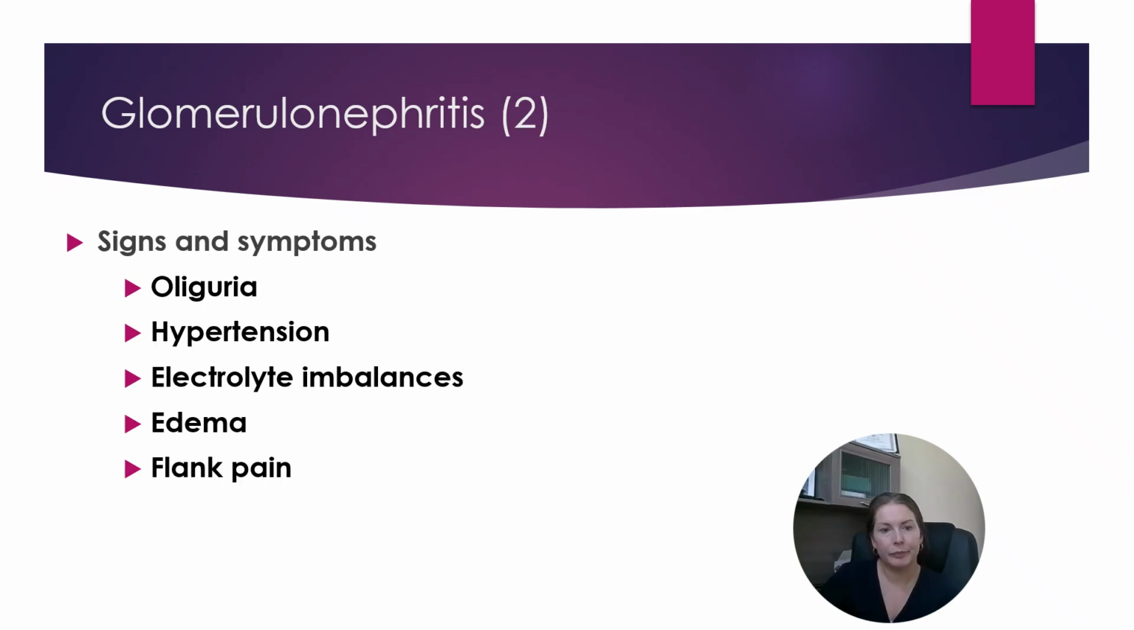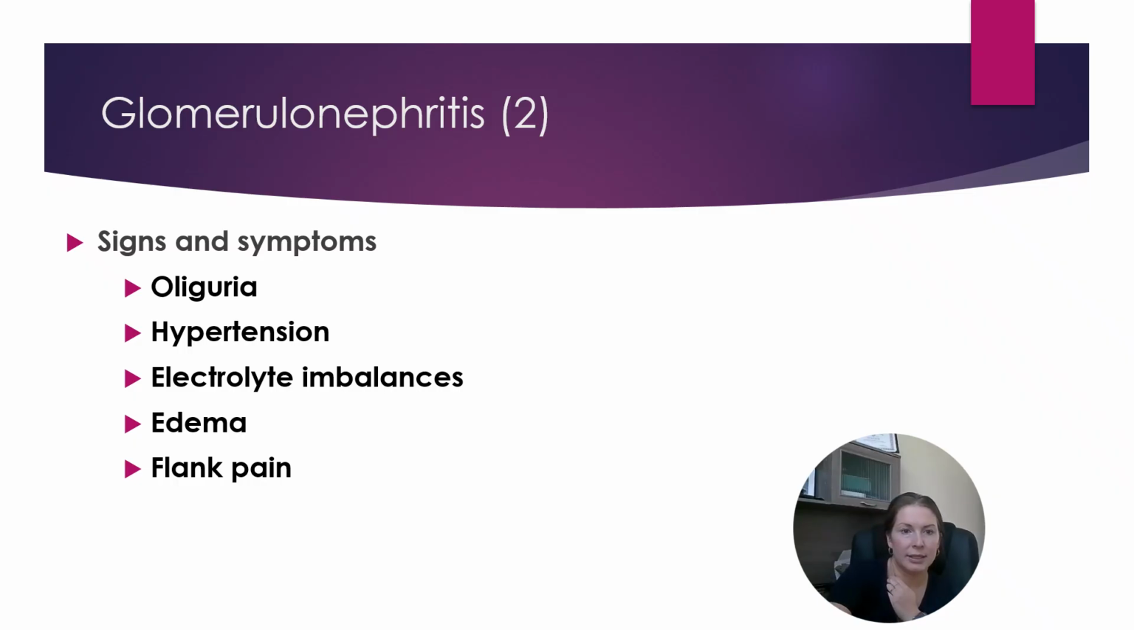Moving on. So signs and symptoms of glomerulonephritis: oliguria, just a vocab thing again, that's going to be decreased urine output, hypertension, fluid retention and activation of the renin-angiotensin system, electrolyte imbalances, we're going to see hyperkalemia, edema. A lot of your kidney disease has periorbital edema, peripheral and generalized, and then as with everything else, flank pain.